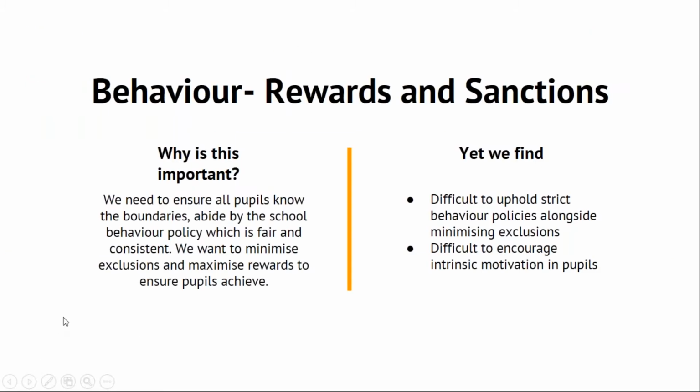The first topic we're going to look at today is behaviour, so rewards and sanctions. Why is this important? It's important that our pupils know the boundaries we set them, but also that we have a behaviour policy which is fair and consistent. We want to minimise exclusions, and as a governor we need to put things in place to do that, but we also want to maximise rewards and help pupils to achieve. But we do find that there are some difficulties.